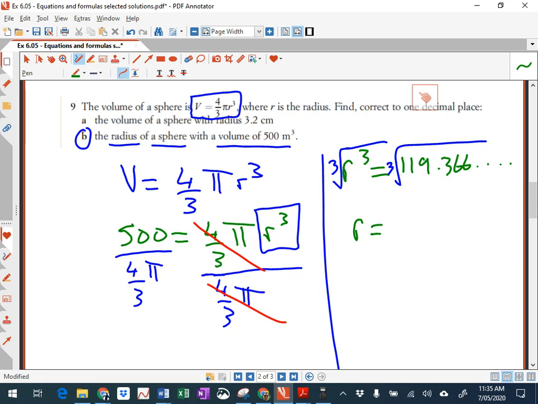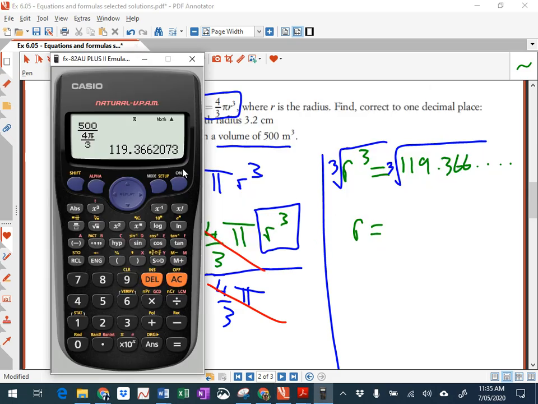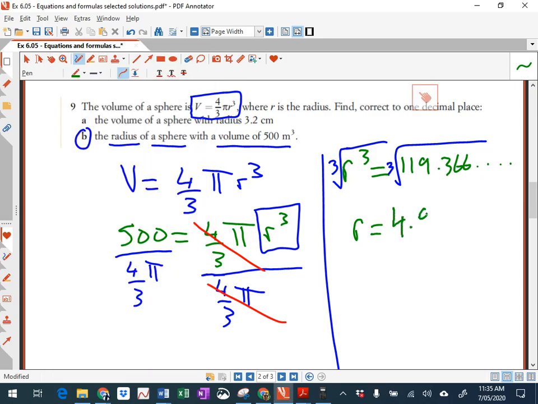So if I go back to my calculator, here it is. I'm just going to go shift, cube root, and answer. That answer button just uses the previous expression on the screen. Equals. You should get 4.9 to 1 decimal place. And that is metres. So that's how to do question 9b.